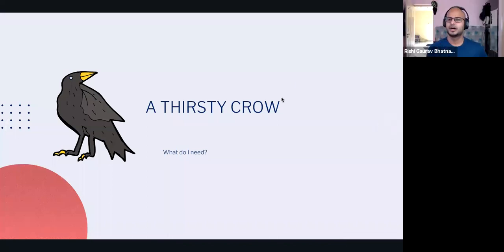But if you look at it a little bit differently, we could say, oh, but the crow really needs pebbles. He does not need water. He needs pebbles to solve for it. No, pebbles is a solution. It's a method for getting to the water, but the core need remains thirst. The core need remains that the crow wants to drink water.